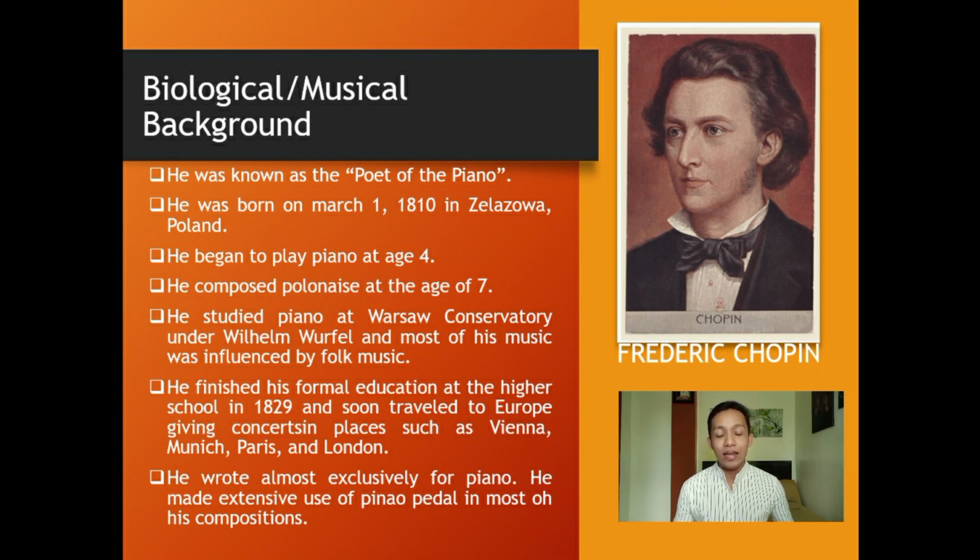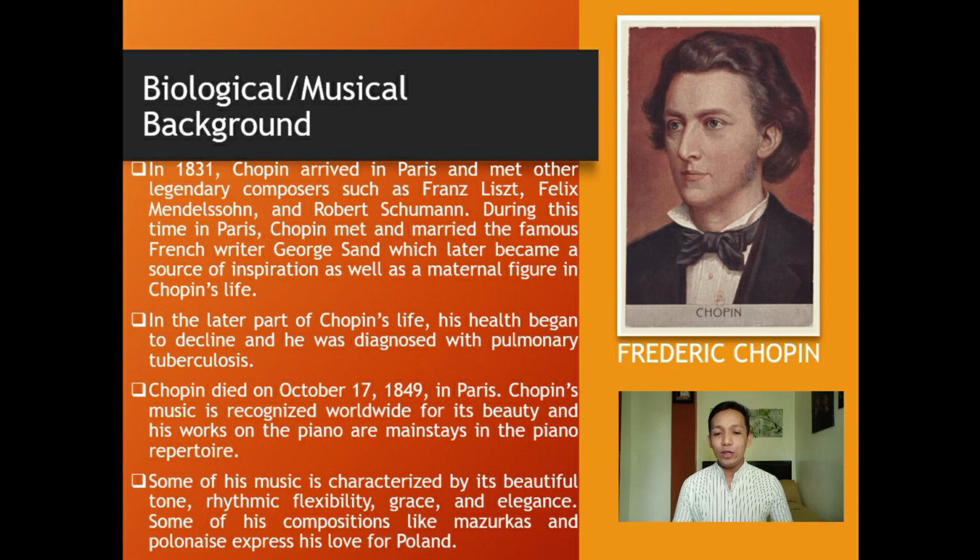He finished his formal education at the higher school in 1829 and soon traveled to Europe, giving concerts in places such as Vienna, Munich, Paris, and London. He wrote almost exclusively for piano, and he made extensive use of the piano pedal in most of his compositions. In 1831, Chopin arrived in Paris and met other legendary composers such as Franz Liszt, Felix Mendelssohn, and Robert Schumann.